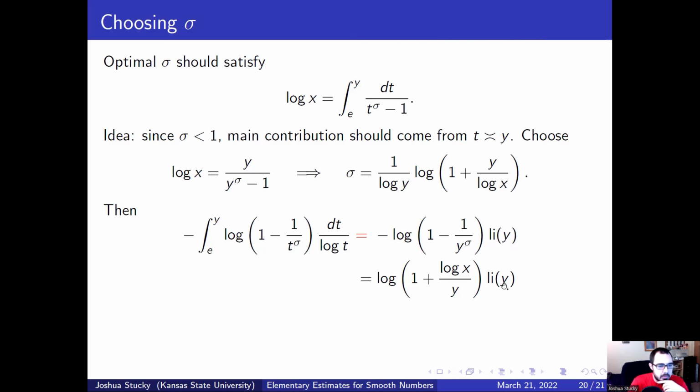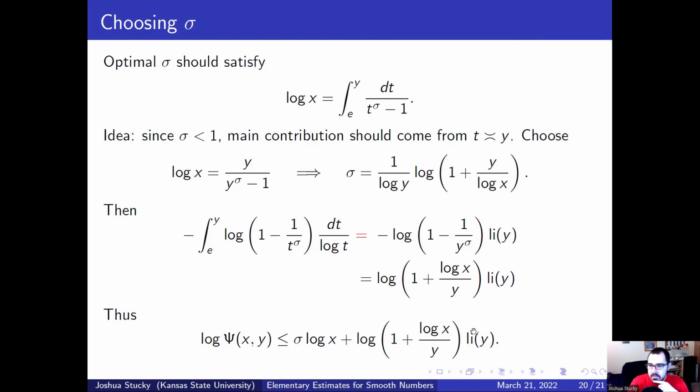Again, we're going to use the prime number theorem. That's y over log y. This log of 1 minus 1 over y to the sigma, if you put in this sigma here, it just simplifies to this. This is just a calculation. But this sigma, put it in here, this factor equals this factor. And then I have this upper bound. And if I put in what sigma is, and what Li of y is, which is y over log y essentially, I get exactly the same thing. So that gives me the same upper bound.